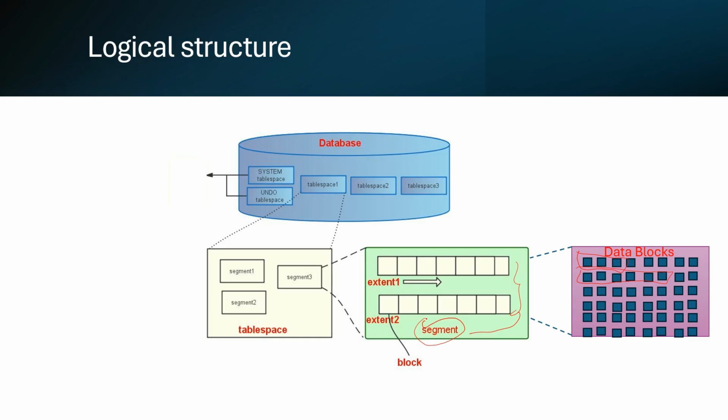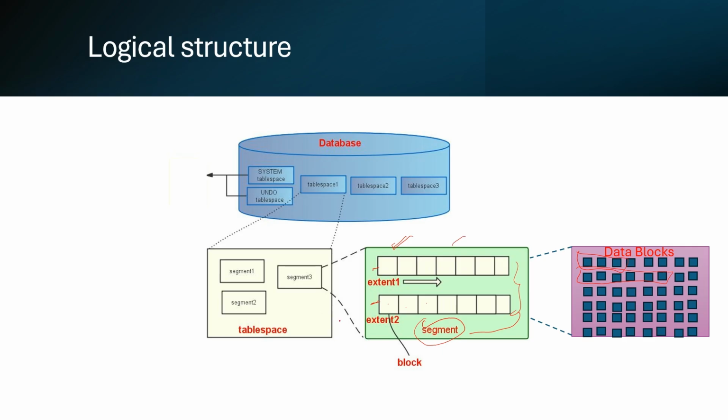You can have any extent be part of the segment. A three-block extent can be part of the segment, and a five-block extent can also be part of the segment. A segment is basically a collection of two or more extents. So these are all blocks. These two are extents. This complete green space is a segment.